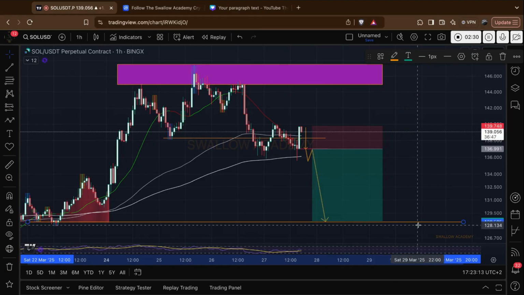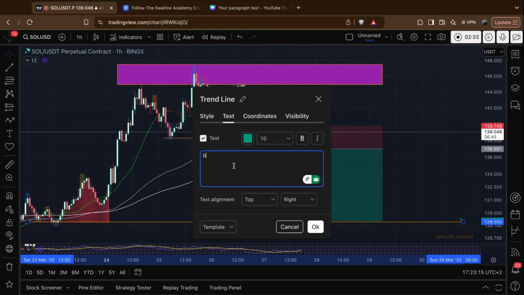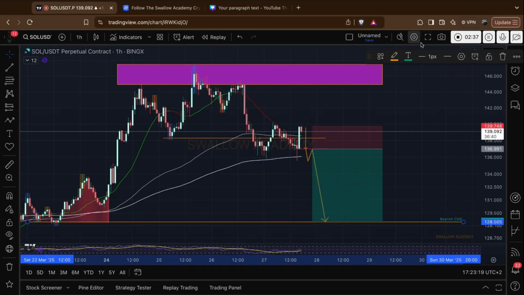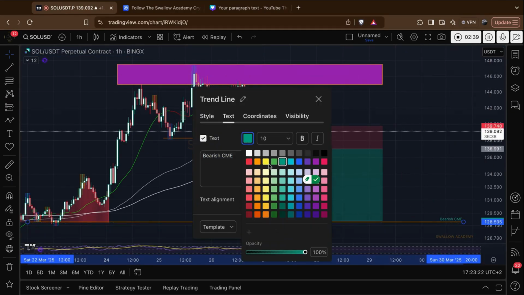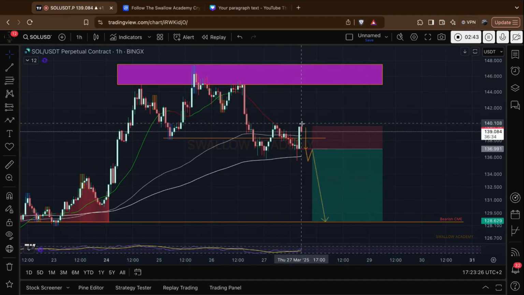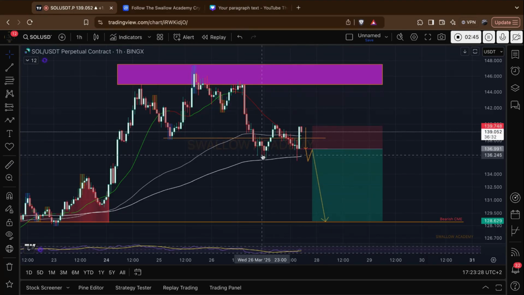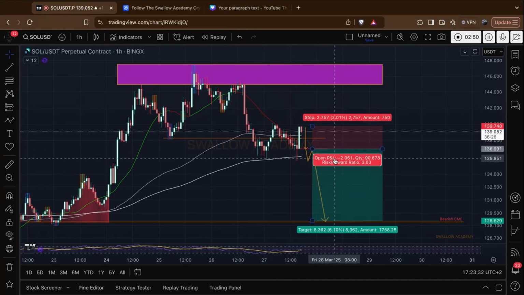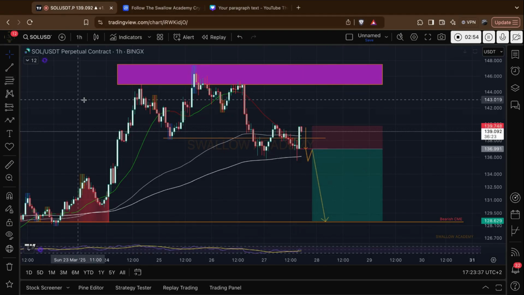Putting it to the orange color and bearish CME. So ideally, it's still a little bit early to talk about a potential upcoming downward movement because of solely this candle here. But if we see a proper breakdown from this zone, then a risk and reward ratio of 1 to 3 can be taken to trade here.